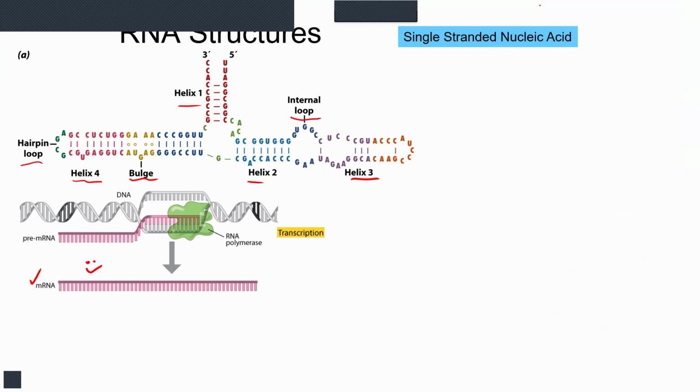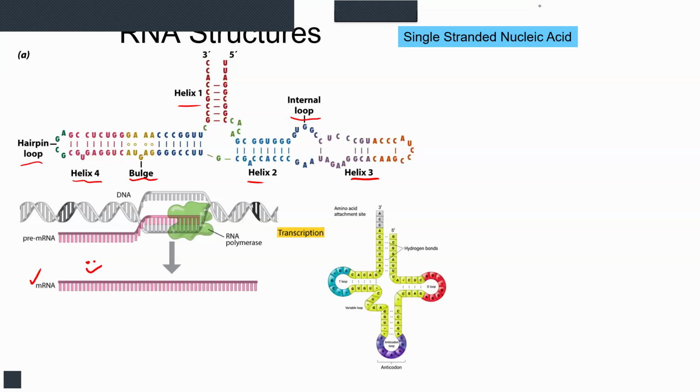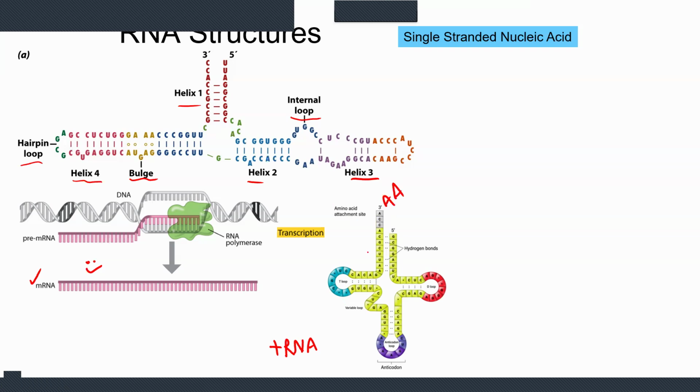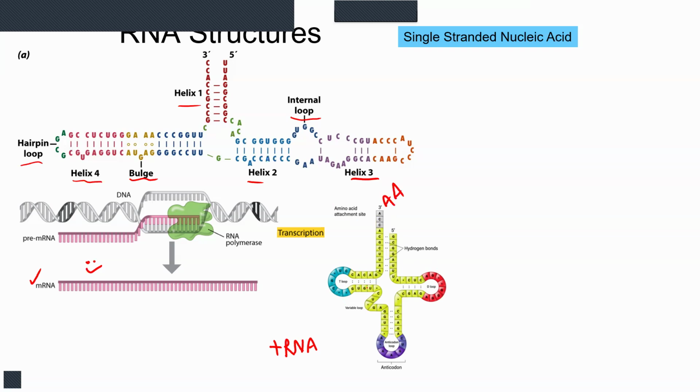Buckle up. Those unique structures formed by a single strand, where there's a bunch of internal hydrogen bonding, give rise to a structure like this. This is a tRNA. We've got our amino acid attachment site, so our amino acid gets covalently bound there. We've got a bunch of hydrogen bonds and a couple of loops. This region right here is what's known as the anticodon, which matches up with the mRNA at the ribosome.